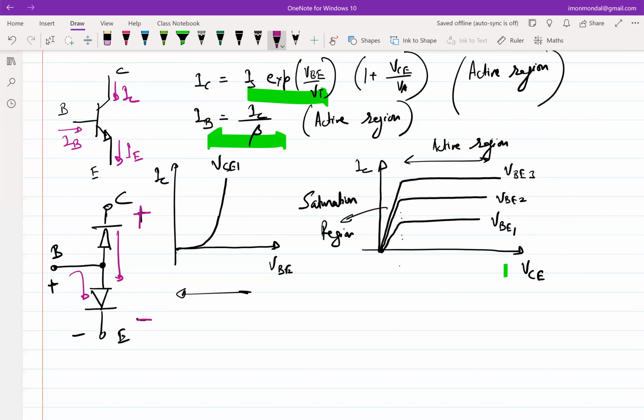Now for this to work, let me call this diode the collector diode, DC, and this one DE. This DE has to be forward biased and DC has to be reverse biased. That's how the BJT works. So in order to keep the VBE diode, the DE diode, forward biased, not only forward biased, you need this diode to be on.